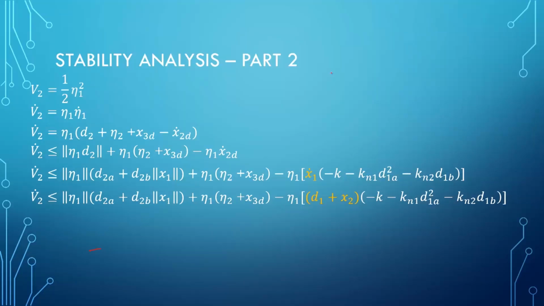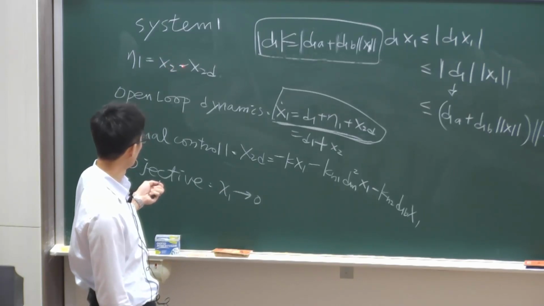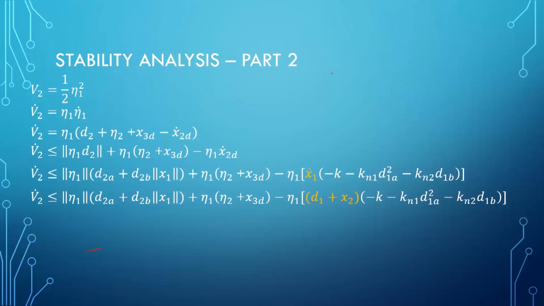So what's next? Regrouping terms. What is measurable? Is eta 1 measurable? x1, x2, x3 are measurable, right? And eta 1 is a measurable term minus some virtual control, which had to be known, right? So eta 1 is measurable. So this one can be measurable. And x1, x2 are measurable.